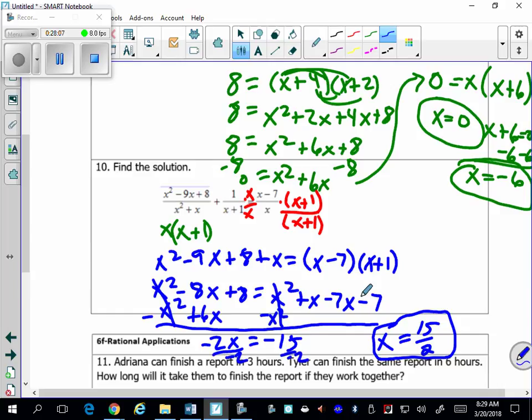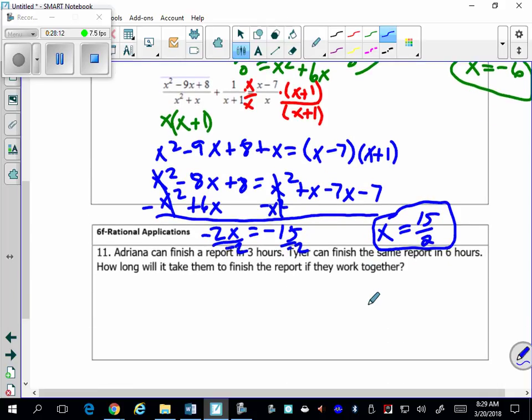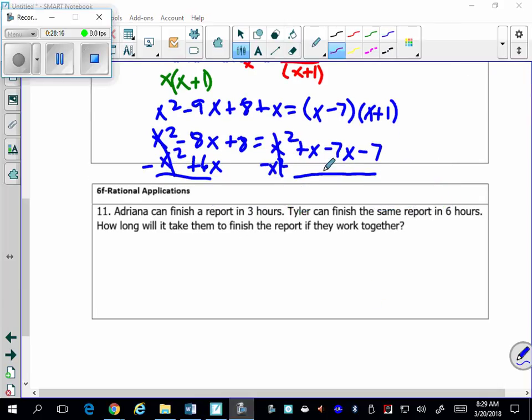Alright, Adriana can finish a report in 3 hours. Tyler can finish the same report in 6 hours. How long will it take them to finish the report if they work together? Together is adding, so we're going to look to add things together. So first, the amount of work that can be done is going to equal the rate times the time. The rate at which they work times how long they work. So the amount of work that's going to get done in this case is one report.